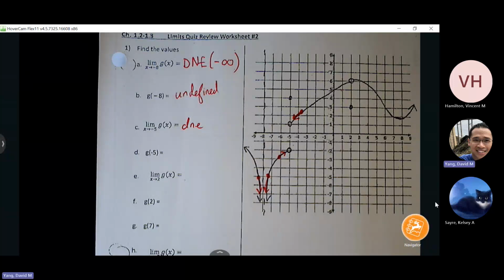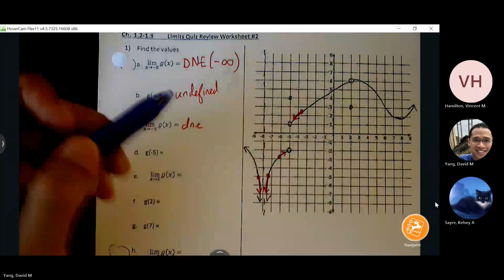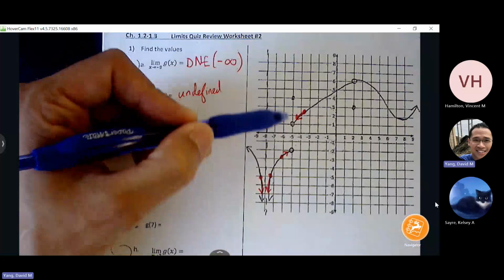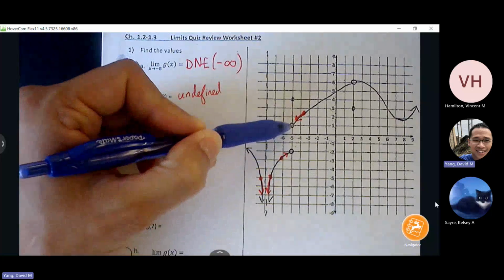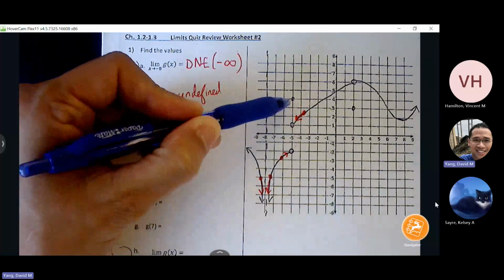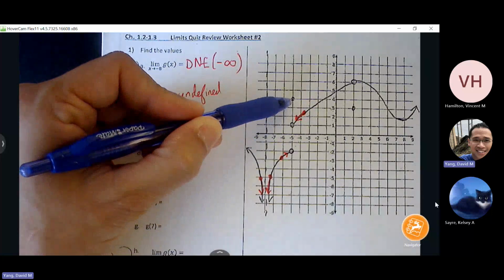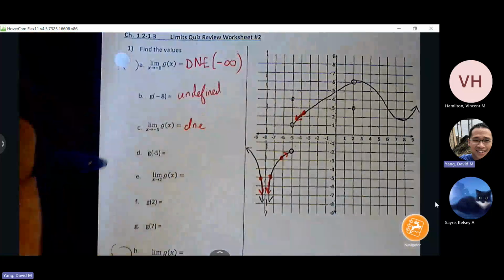G of -5. We want to see, is there any point that lives on the graph when x is -5? So there's a hole there, there's a hole there. These are both undefined, but we do see a point here. So that point is defined at y equals 4.